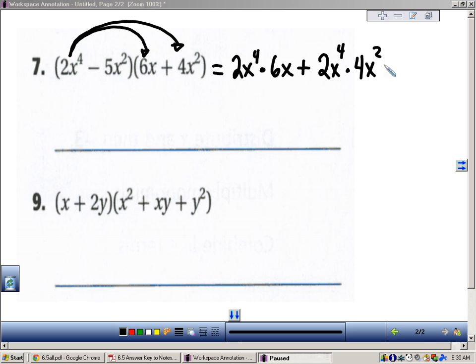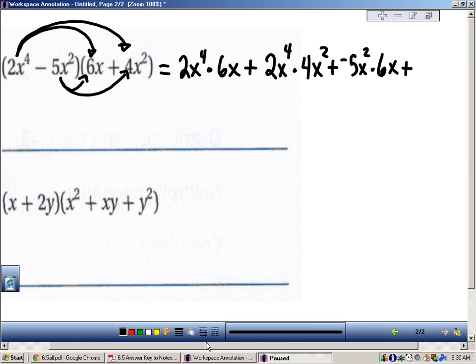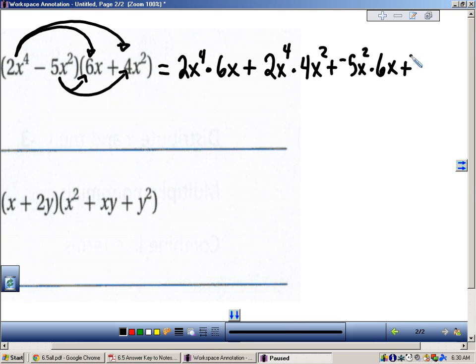Plus negative 5x squared times 6x, plus negative 5x squared times 4x squared. Okay. Simplify this expression.